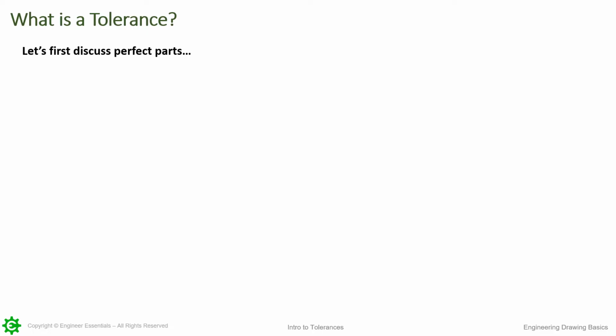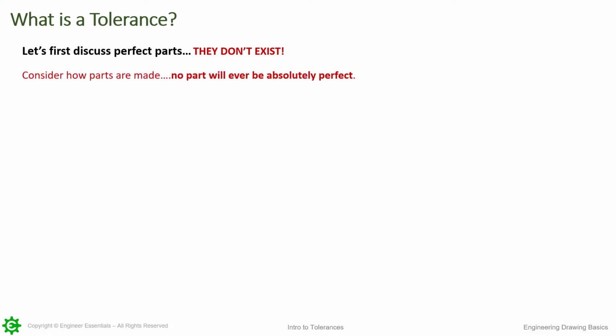So let's first discuss how we may think of parts in our head. And usually we think of them as perfect. Perfect shapes, sizes, things like that. In fact, our CAD models are designed in the part's perfect state, exactly in the ideal way we want them to be. However, there's a truth about perfect parts. They don't exist.